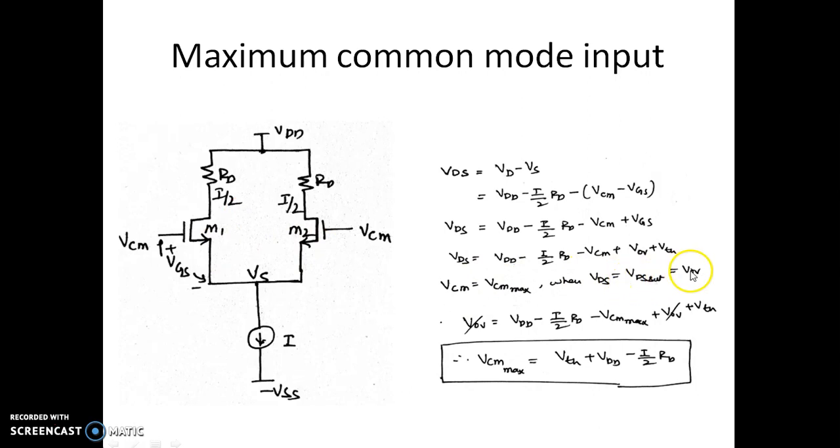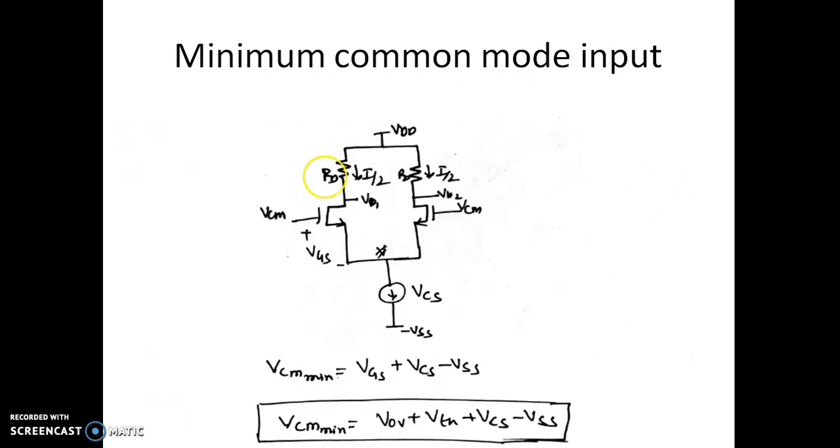Then VDS becomes VDS sat equal to VOV. So substituting in this expression, VDS is equal to VDD minus I by 2 RD minus VCM plus VOV plus VTH. Substitute this VDS equal to VOV, and the maximum possible input common mode voltage that can be applied is given by VTH plus VDD minus I by 2 into RD. So we cannot apply any voltage beyond this. If we apply any voltage beyond this as a common mode voltage, the transistor will go to the linear region, so whatever expression we have written for common mode will not be valid.